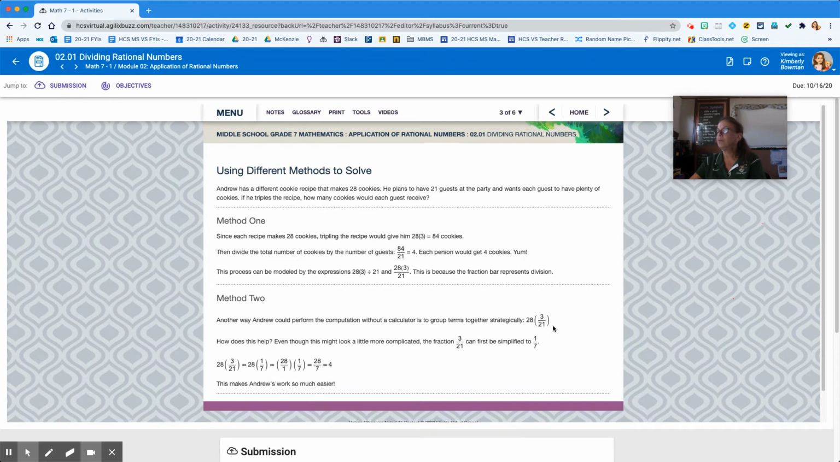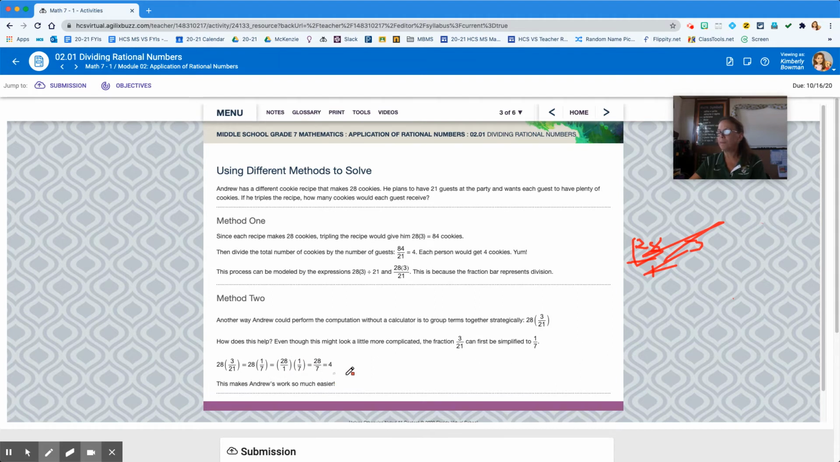3 over 20. I don't know why he would do that, but how does it help? Well, let's see. Even though this might look a little more complicated, the fractions, 3/21 can be first simplified to 1/7. So I probably would have written it like I would have had 28 over 1 times 3. Actually, no, I wouldn't. I don't know. Anyway, what they're doing is cross simplifying.